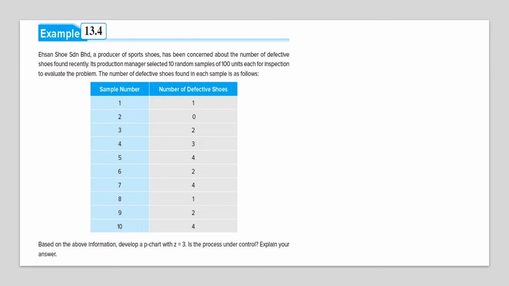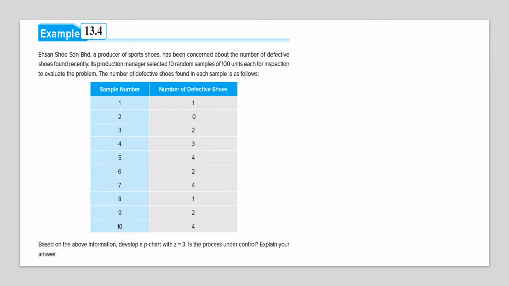Okay, the question here says, Ehsan Shoes Neighborhood, a producer of sports shoes, has been concerned about the number of defective shoes found recently. Its production manager selected 10 random samples of 100 units of each for inspection to evaluate the problem. The number of defective shoes found in each sample is as follows. What the question says is that this company is producing shoes and is having defect problems with the shoes. Defect means benda yang reject lah. Okay, rejected items or rejected shoes.